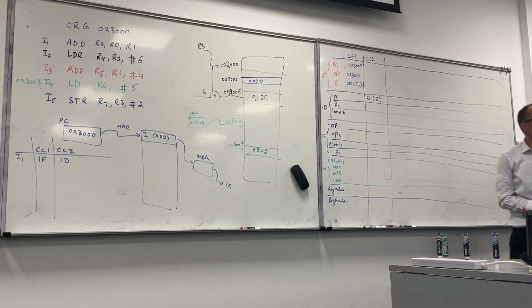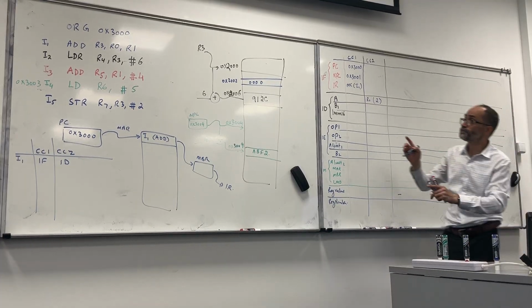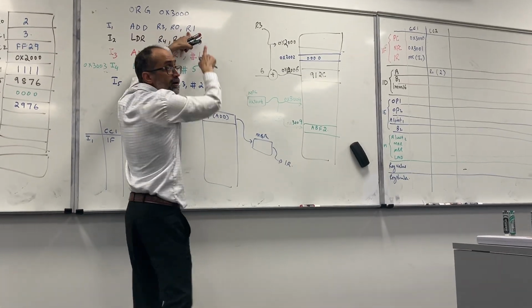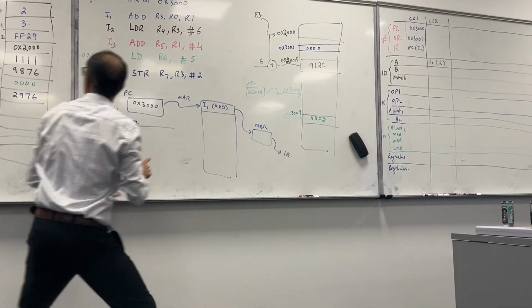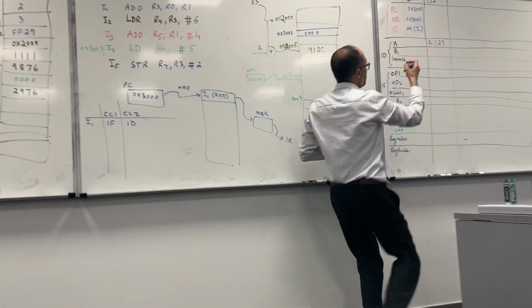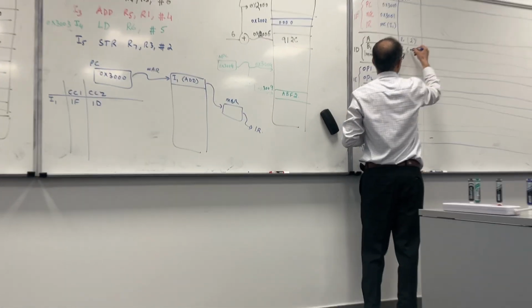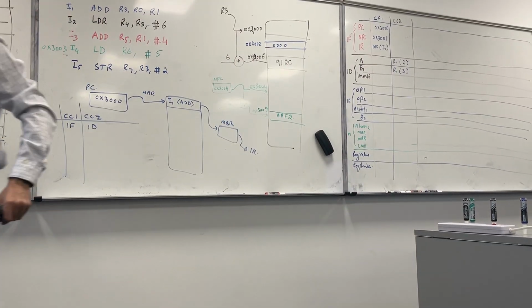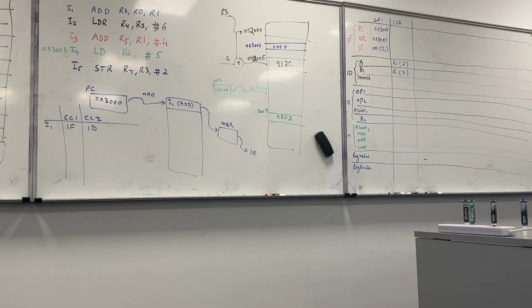Clear or not clear? Okay, now this will go to A. This will go where? B. What is the content of R1? 3. So R1, whose value is now 3, will go to the B register. Any question? Clear? In the decode stage.